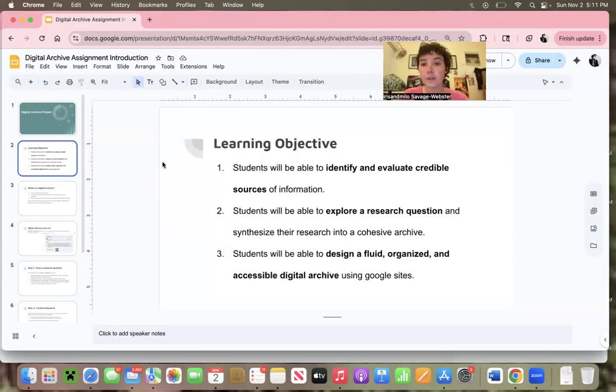So here are some of our learning objectives for the week. Students will be able to identify and evaluate credible sources of information. Students will be able to explore a research question and synthesize their research into a cohesive archive. Students will be able to design a fluid, organized, and accessible digital archive using Google Sites.